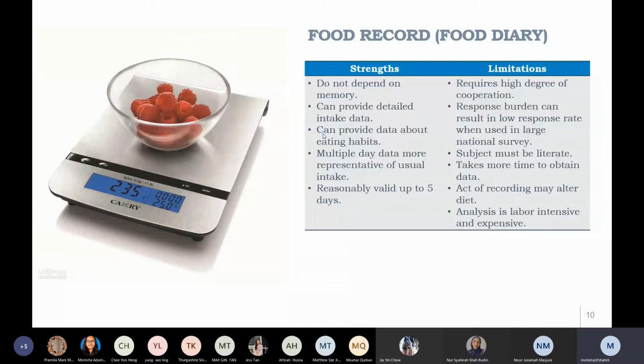It takes more time to obtain data, okay, because it's not just one-off like 24-hour diet record. And the act of recording may alter the diet, because you know that when we record foods, it's very tedious. So we tend to choose foods that are easier to weigh or record. Example, instead of taking nasi lemak with sambal paru for breakfast, we just consume 2 slices of bread for breakfast, because it's easier to weigh or record. And the analysis is labor intensive and expensive, similar to 24-hour diet record. Okay.